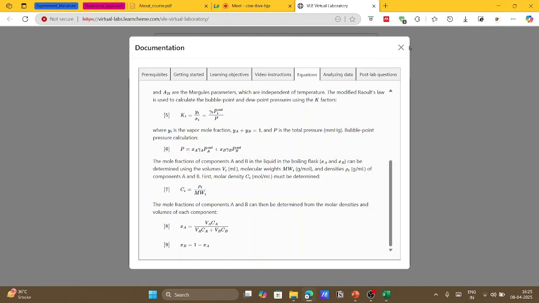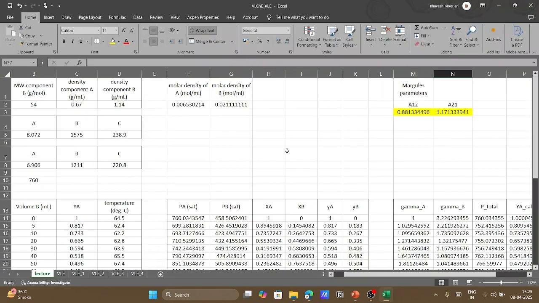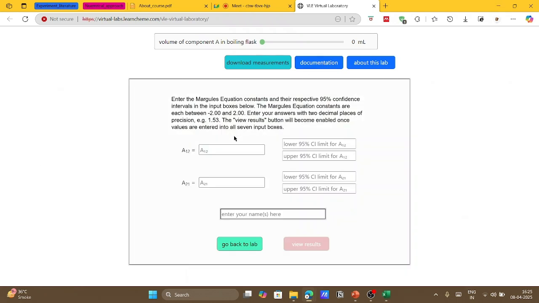Now you can check your data by submitting an answer. So in submit answer, you can put this value. So we have got 0.881 and 1.171. Now there is this upper and lower limit part in the calculation which I have not shown. You can see that in the video reference that is provided here, but for our class it's not that important. So I will just put some close-by value to the actual parameter, and let's see whether we have got similar results or not.